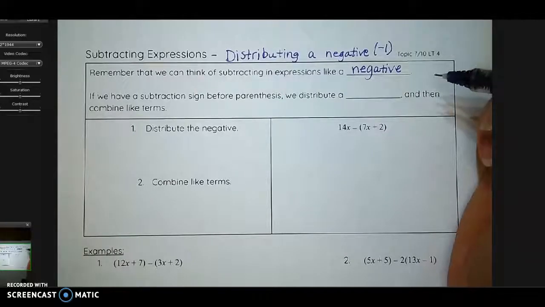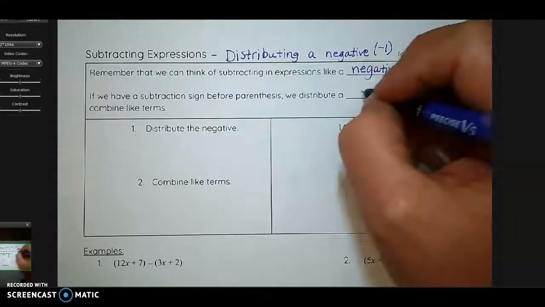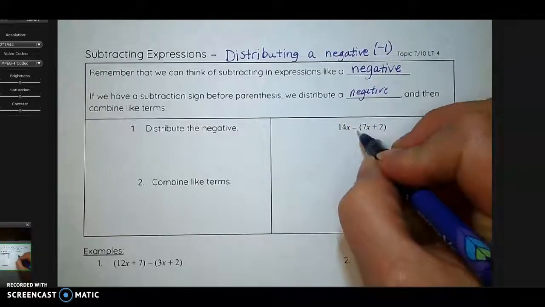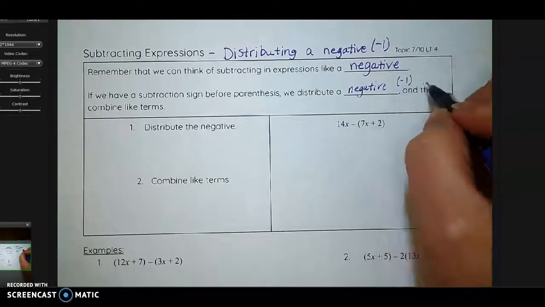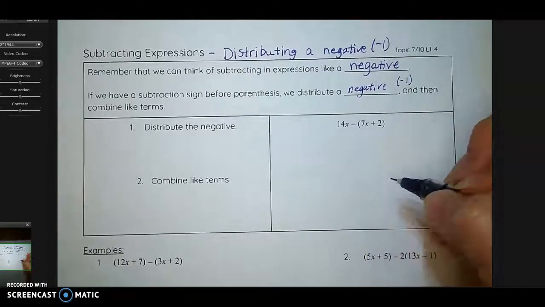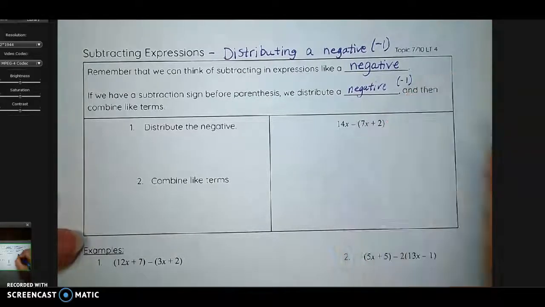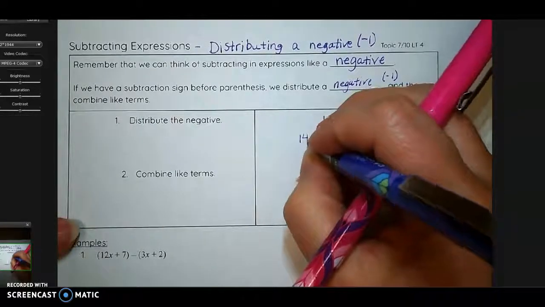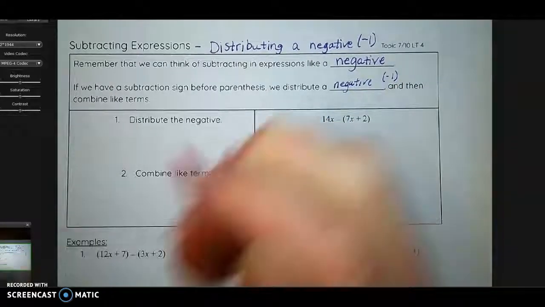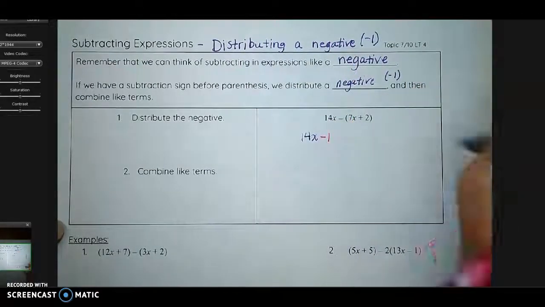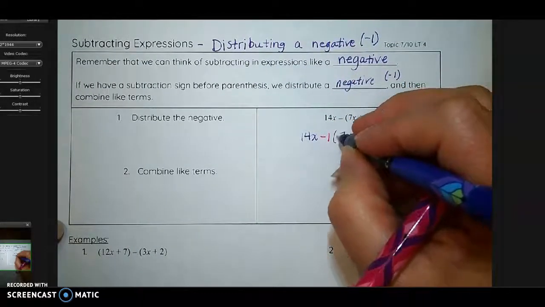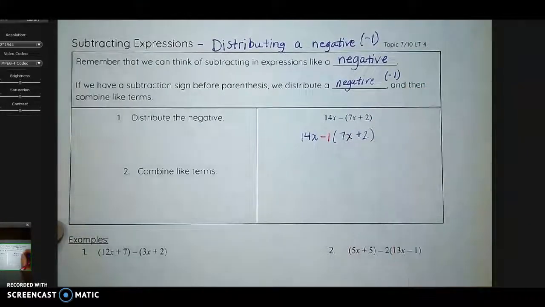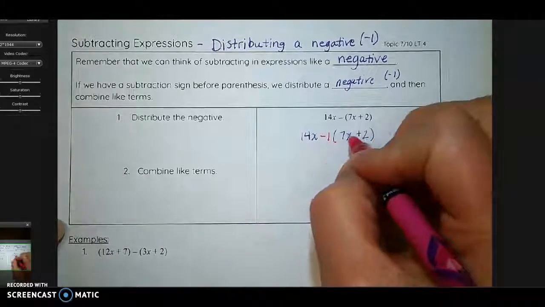So if we have a subtraction sign before parentheses, we distribute a negative. And if it's just a subtraction sign like here, it's going to be a -1. If there's a number with it, then we're going to distribute the number with the negative. But if we have this right here, if I were to rewrite this, I would have 14x. And think of this as, oh, -1, but it's not just -1 because that negative is right up against the parentheses. So that actually means that we need to distribute it. So we're going to distribute that negative.